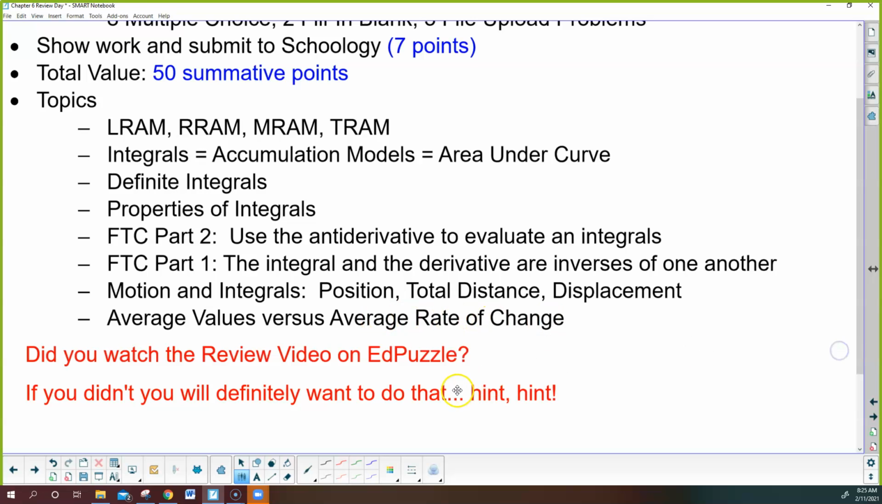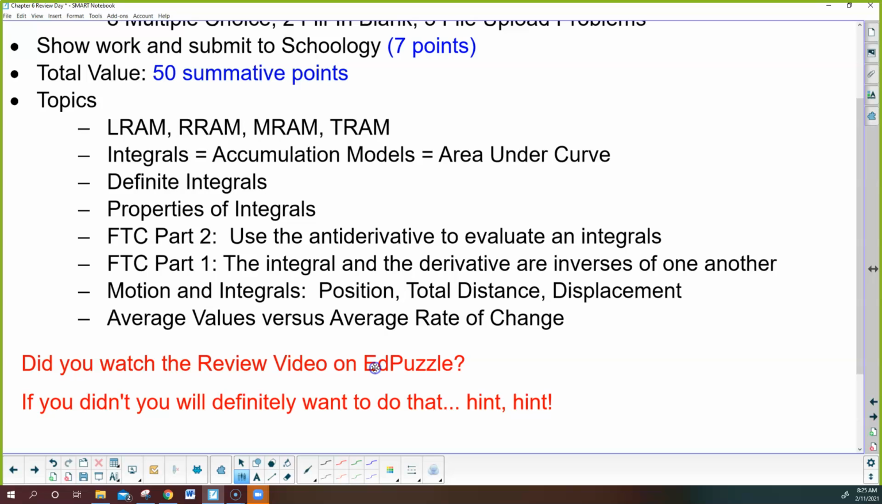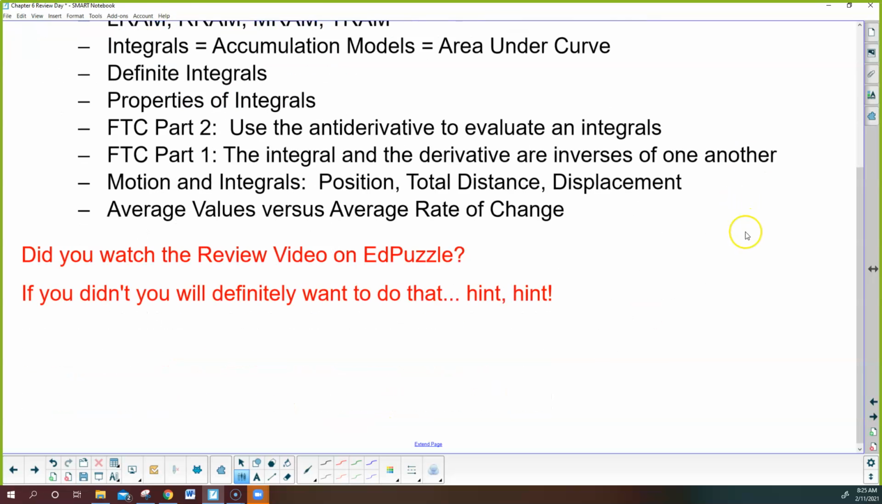My big question, and I really hope you guys are following through on the expectations for Wednesday: did you watch the video yesterday on Edpuzzle? If you did, it is a very good review for the test that you're going to be taking. So if you did not watch that video from yesterday, you should go back and do that before you take the test. And I'm giving you the strongest hint possible. You definitely want to go back and watch that.